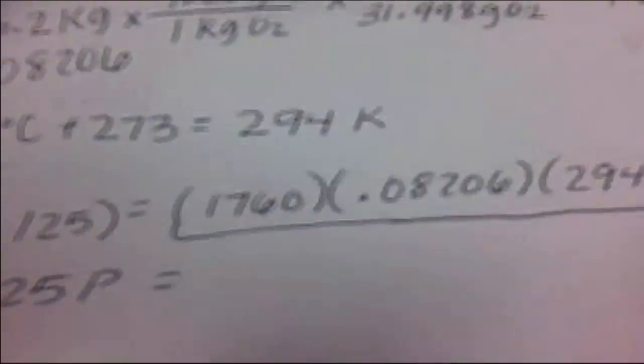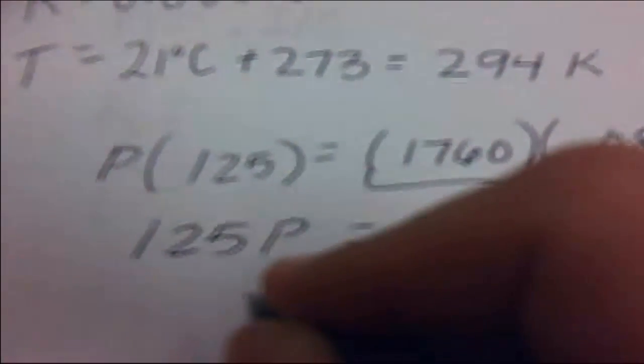So half the battle is getting them into the proper units. You'll have to do pressure conversions, temperature conversions, getting them into moles. So there'll be some legwork to get it into the proper units. That's going to be most of the challenge. And then of course plugging it into your PV equals nRT.